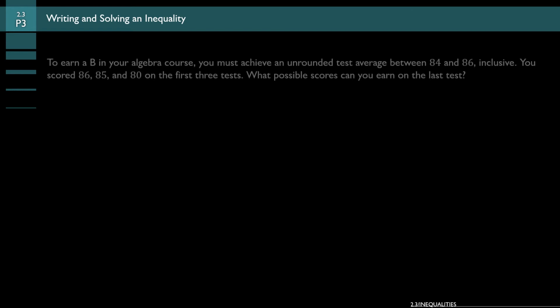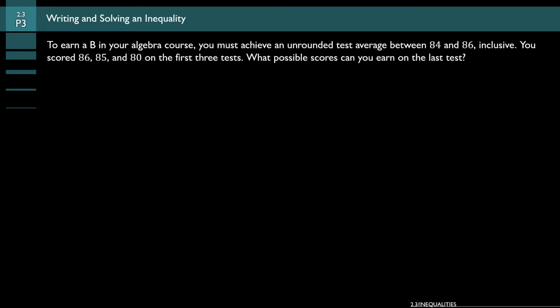This next problem is one that you can use for the classroom. We're going to write and solve an inequality, and the question is, to earn a B in your algebra course, you must achieve an unrounded test average between 84 and 86 inclusive. You scored 86, 85, and 80 on the first 3 tests. What possible scores can you earn on the last test?